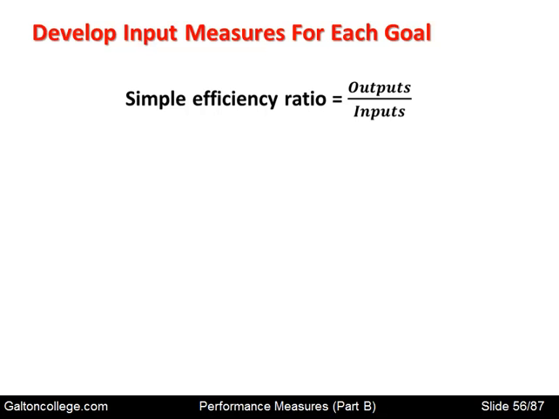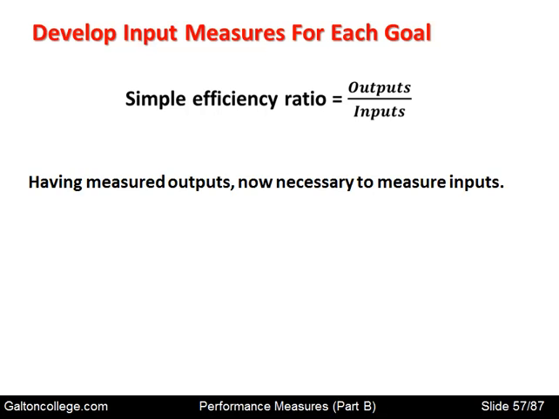Sometimes we might just do it on big aggregates. Look at the total number of cars produced, and the total number of workers employed, or the total amount of capital invested in the car industry. These might give us rough indicators, but really it's very difficult to measure these. So, having measured outputs, if we can measure outputs, it's now necessary to measure the inputs.